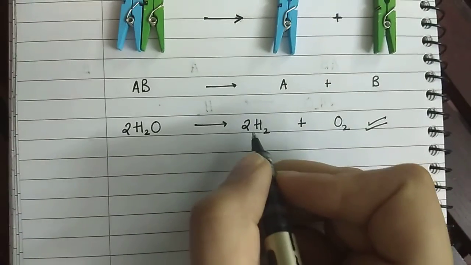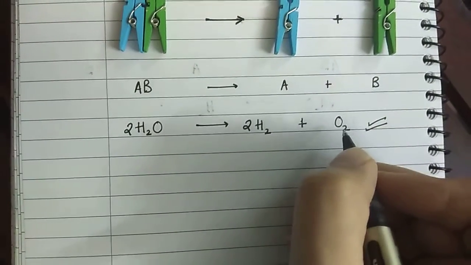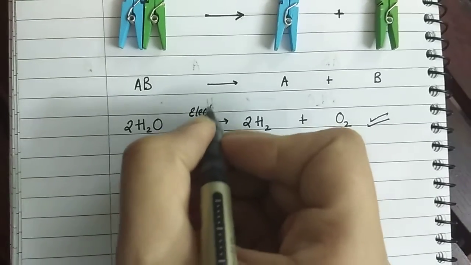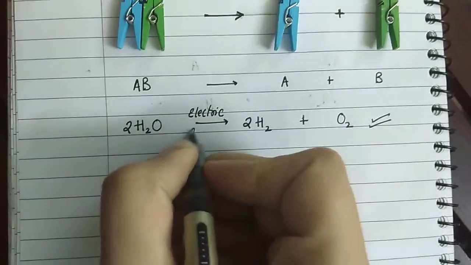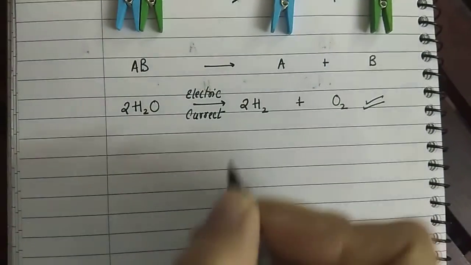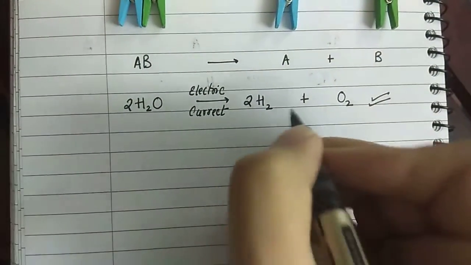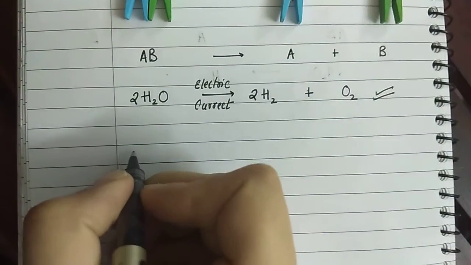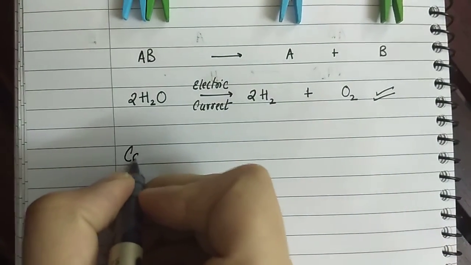2H2O breaks down to produce 2H2 plus O2. However, this takes place by the action of electric current. In the presence of electric current, water breaks down to produce hydrogen and oxygen. Let us take another example of decomposition reaction.